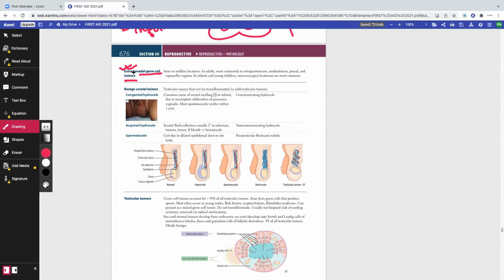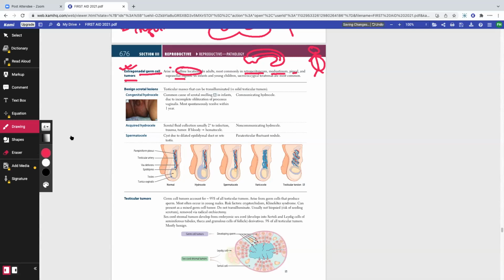Always remember this. Extragonadal germ cell tumors will always arise in the midline. Germ cells means this is the developing embryo, right? Germ cells are cells that line the midline. So whenever they say germ cell tumors, always remember that the tumors will arise from the midline of the human. In adults, most commonly it's in the retroperitoneum. It could also be in the mediastinum, pineal gland, suprasellar regions, not important.